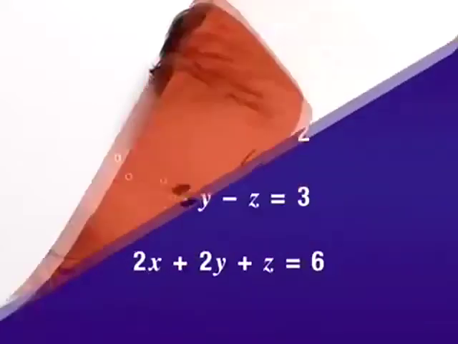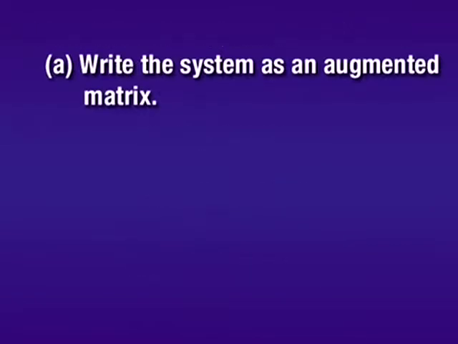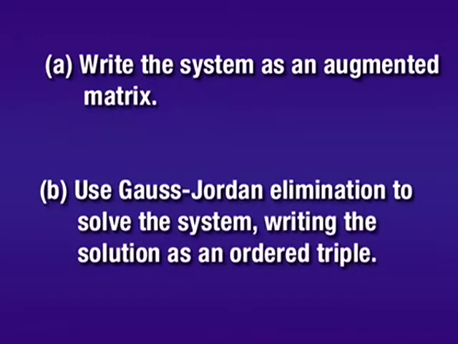Now we'll be examining how to use matrices to help us solve systems of linear equations. Consider the system of linear equations. x plus y plus z equals 2, x minus y minus z equals 3, 2x plus 2y plus z equals 6. A, write the system as an augmented matrix. B, use the Gauss-Jordan elimination to solve the system, writing the solution as an ordered triple.